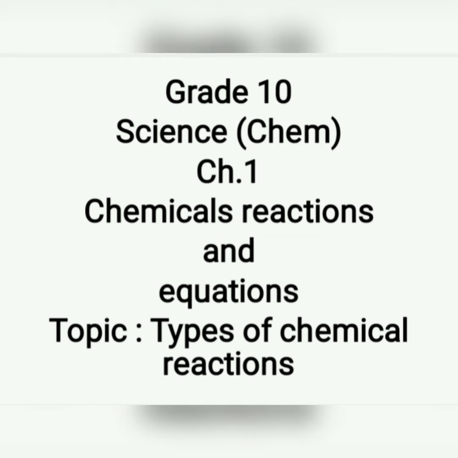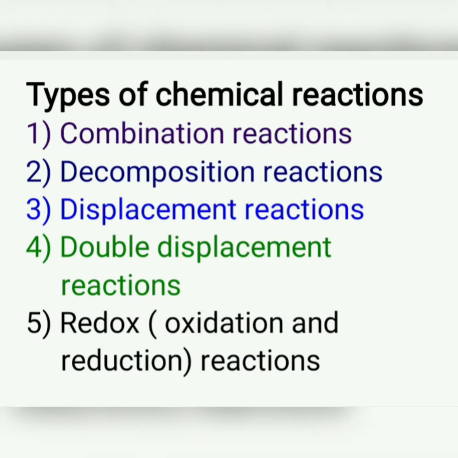Okay, let's start. So there are a total of 5 types of chemical reactions, which are combination reactions, decomposition reactions, displacement reactions, double displacement reactions, and redox or oxidation and reduction reactions. Now I will explain the types of chemical reactions one by one.